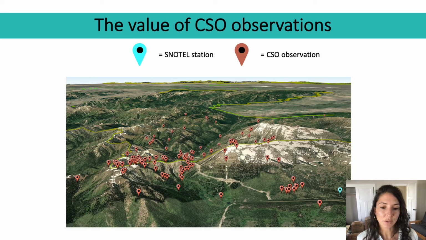CSO observations are unique in that they provide a source of in situ data in complex terrain where we typically lack observations from automated stations. In this image, we're looking at Teton Pass. There is one SNOTEL station in this area indicated by the blue marker, and the CSO observations are indicated by all of those red points. You can see how CSO observations really fill in the terrain and the landscape, and one big takeaway here is that the places that are fun to ski are generally the places that we need data.